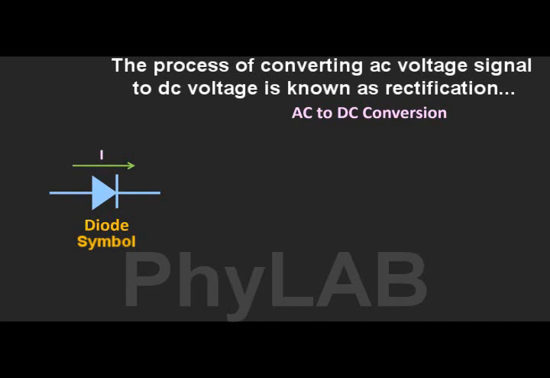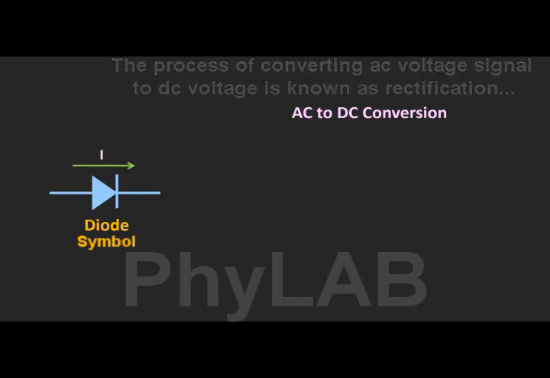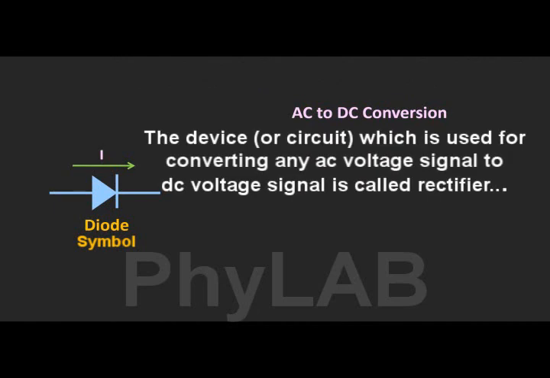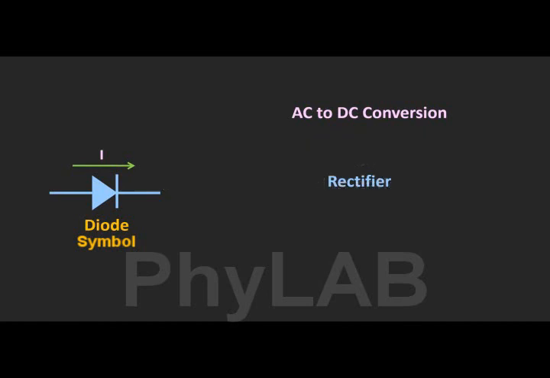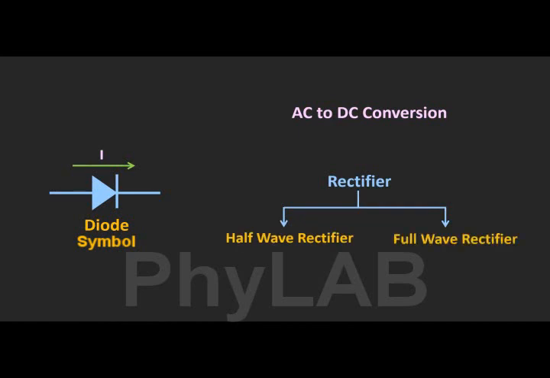Now the process of converting the AC voltage signal into DC voltage is known as rectification, and the circuit which is used for this rectification is known as the rectifier. Broadly, these rectifiers can be classified into two categories. One is known as the half wave rectifier and the second one is known as the full wave rectifier. So in this video we will learn about the half wave rectifier.